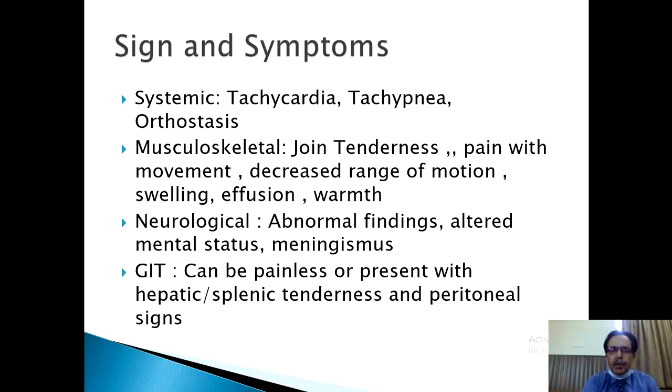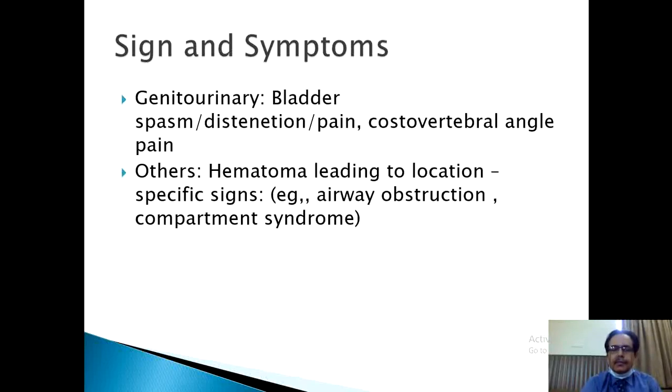The neurological abnormalities may be that the patient can have altered mental status, and the patient can also have meningismus. In the GI tract, there may be hepatic or splenic tenderness and peritoneal signs because of, of course, bleeding. In the genitourinary system, the patient can have bladder spasms, distension of the bladder, painful bladder, and the patient can also have costovertebral angle pain.